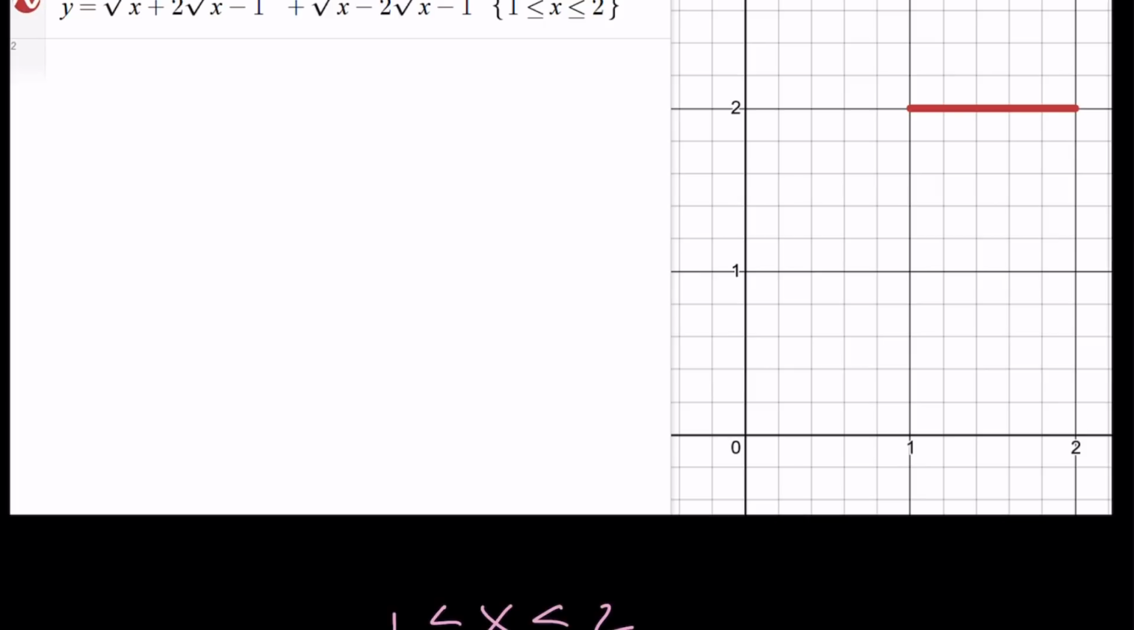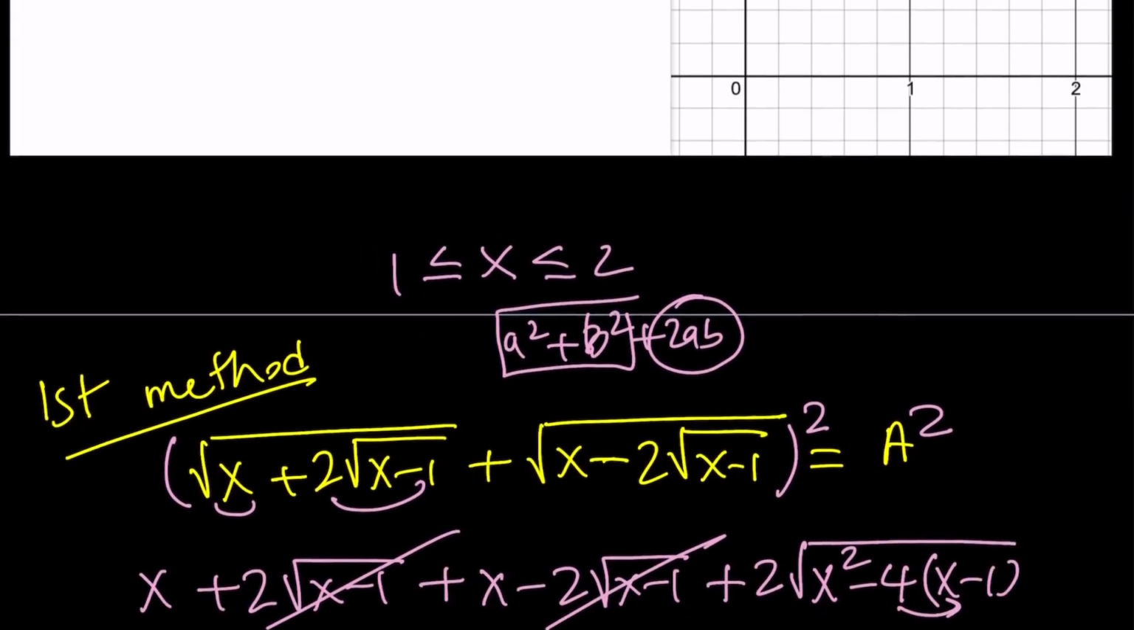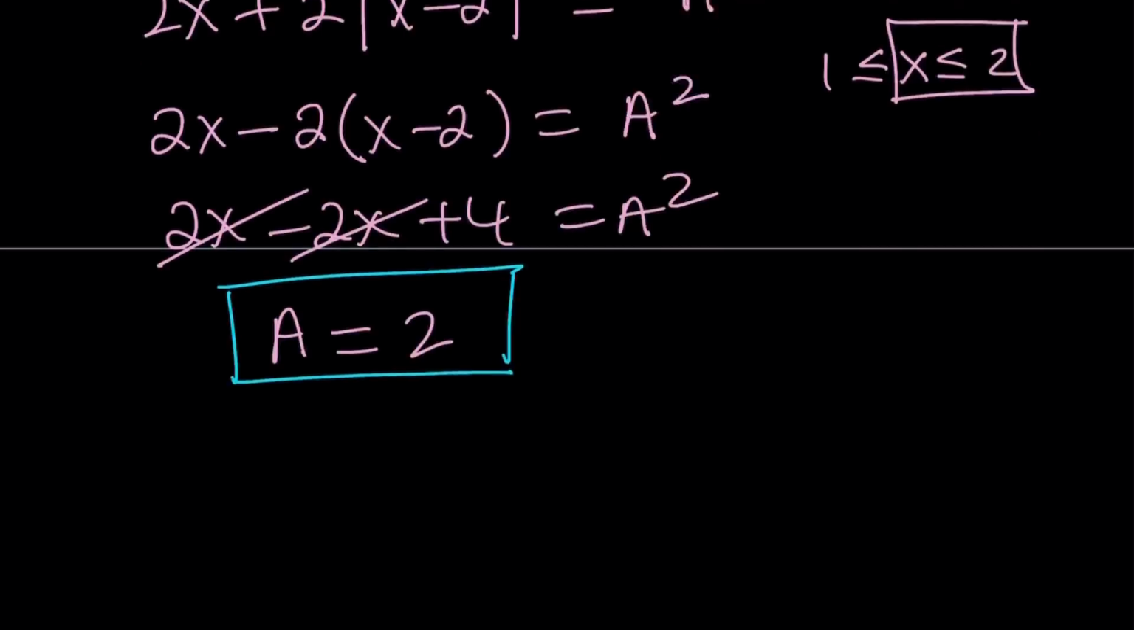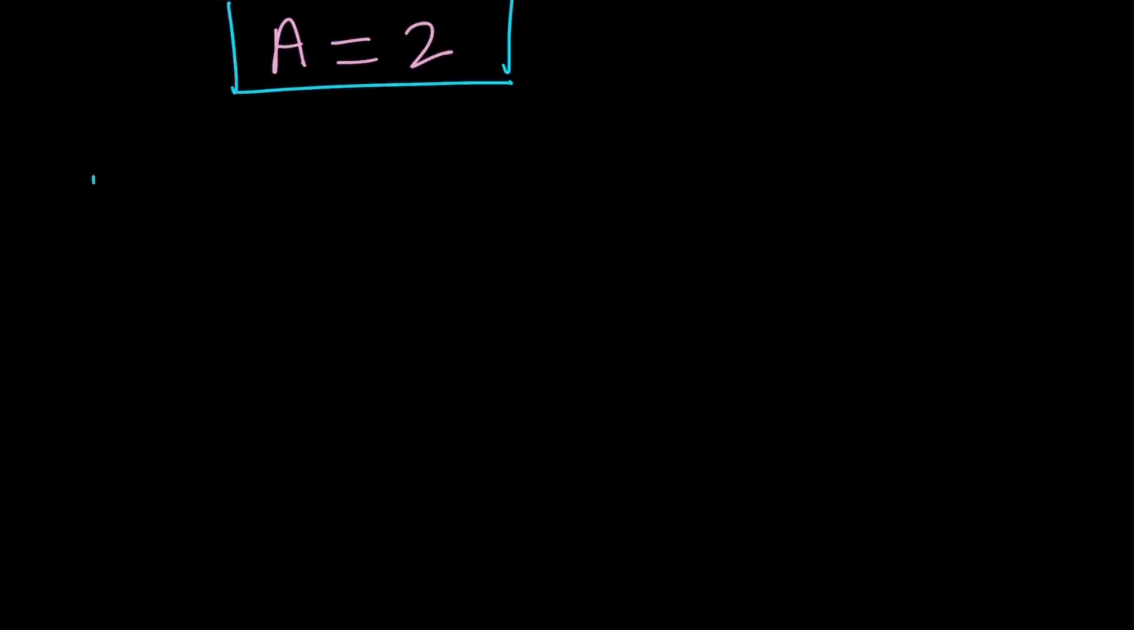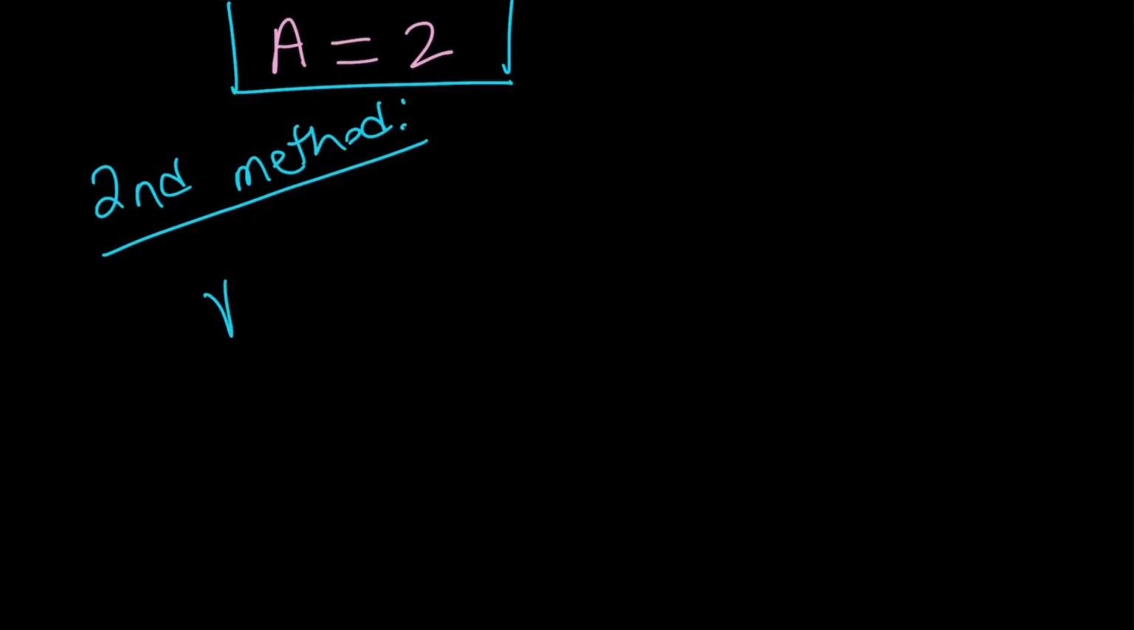Great. So let's go ahead and take a look at the second method now. And I'm pretty sure you guys will find the third method. So for our second method, we are going to do the following. Instead of setting this equal to something and squaring it, we're basically going to deal with each one separately. So let's rewrite our expression.